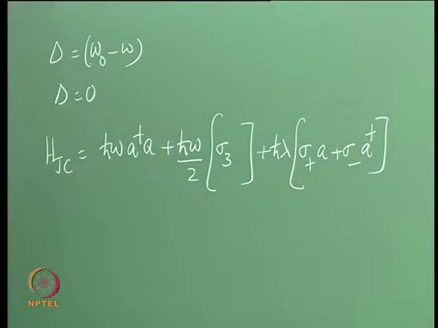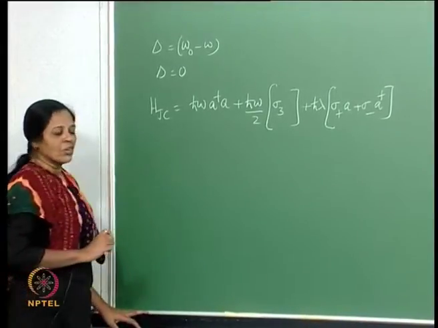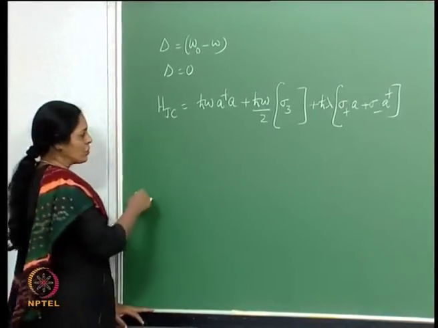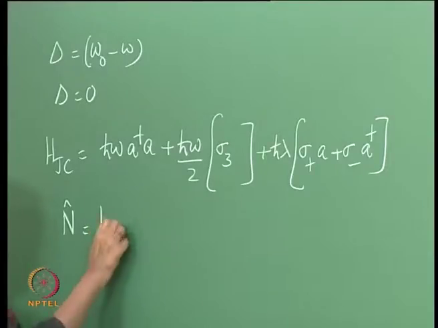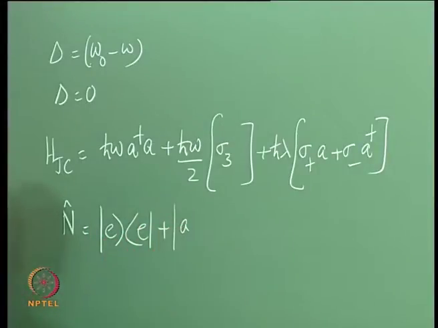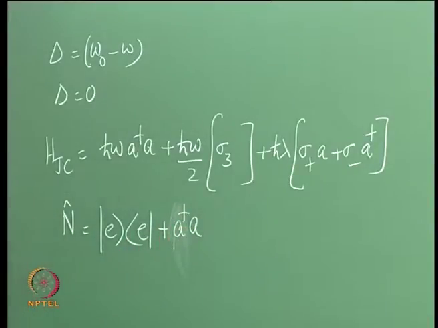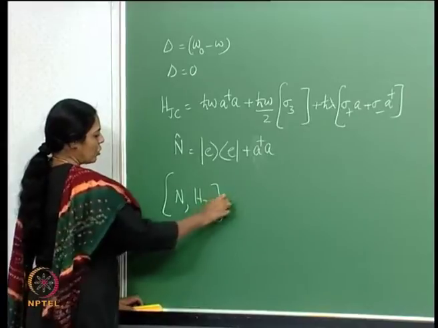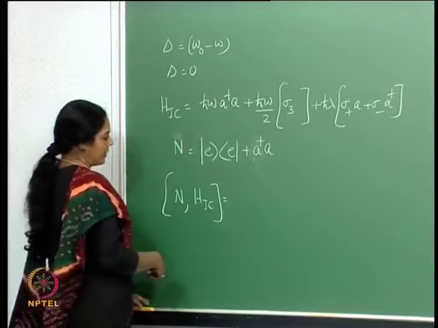Before we look at the dynamics and what happens to the system when it evolves with this Hamiltonian, let's try to find out what are the various commuting operators in this problem. What are the operators that commute with the Hamiltonian? Consider the operator n, which I define as E plus a dagger a. What is the commutator of n with the Hamiltonian? I will remove the hat. We will do well to remember that this is an operator.